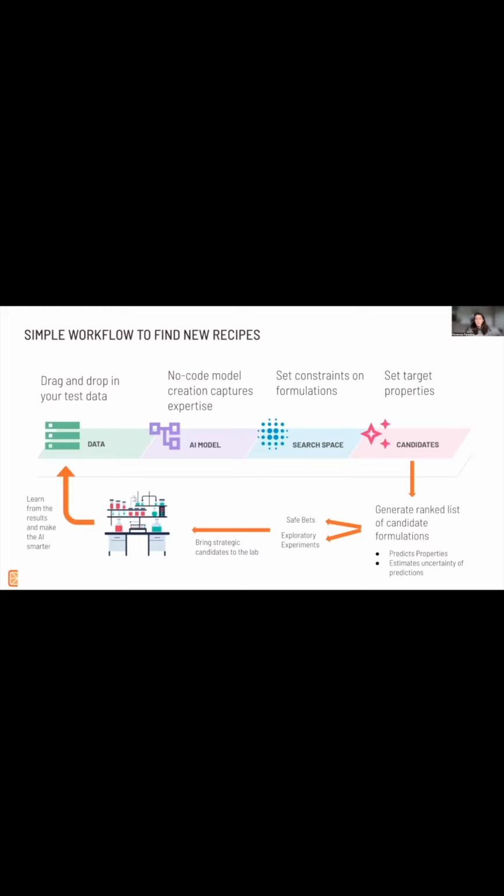Once you've created and tested the suggested ingredient or additive, the test results can then be added back onto the platform and the AI retrained to make predictions more accurate. In this way, you have a learning loop that gets closer and closer to your performance targets.